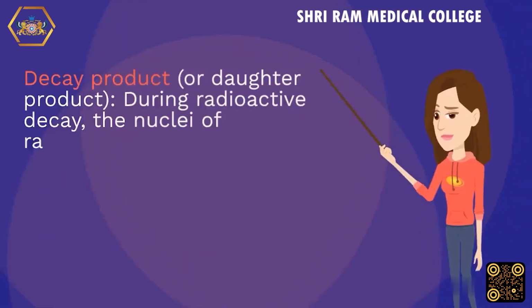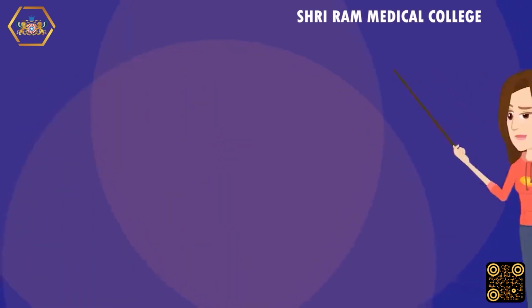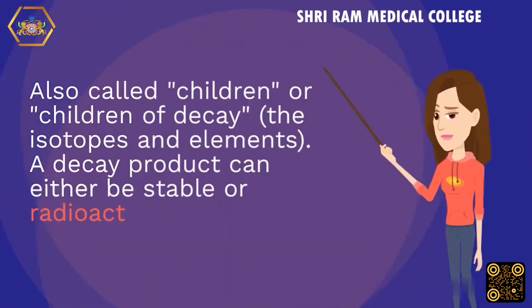Decay product, or daughter product. During radioactive decay, the nuclei of radionuclides give off particles and high-energy electromagnetic radiation, as well as the isotopes or element that are made. Also called children or children of decay, the isotopes and elements. A decay product can either be stable or radioactive.